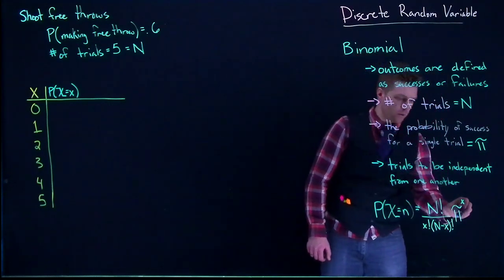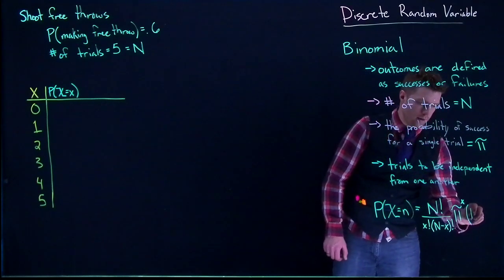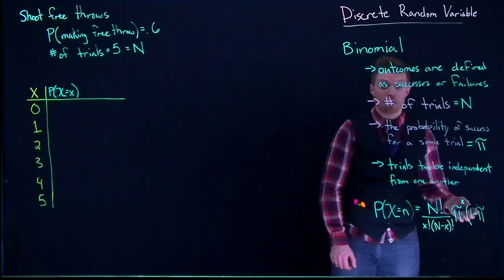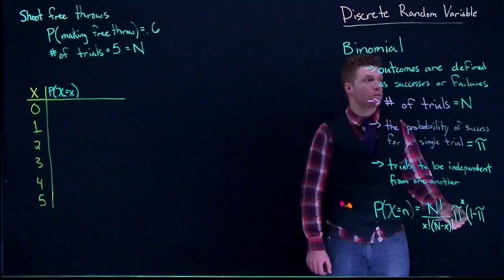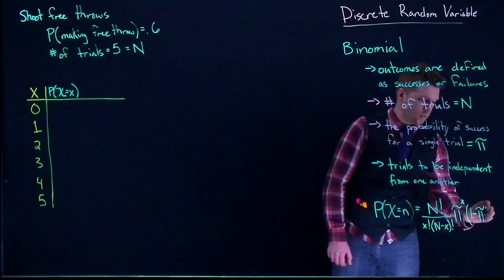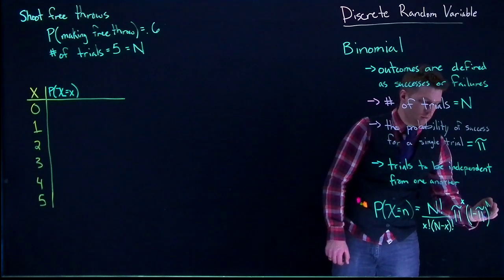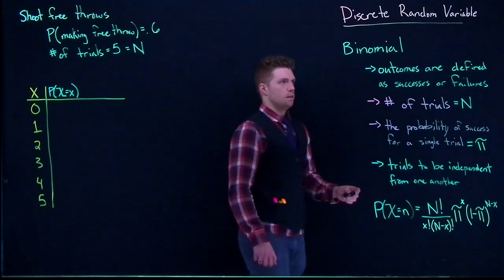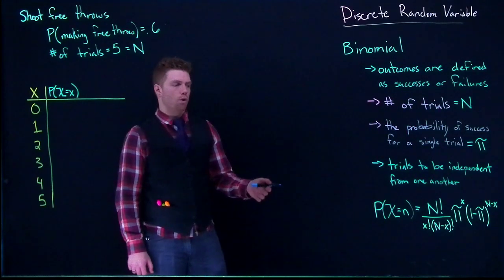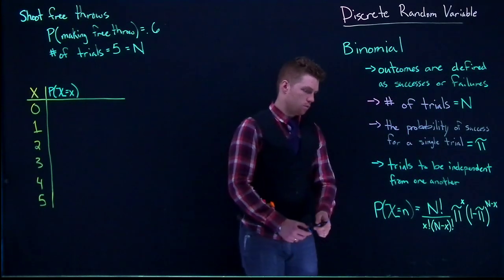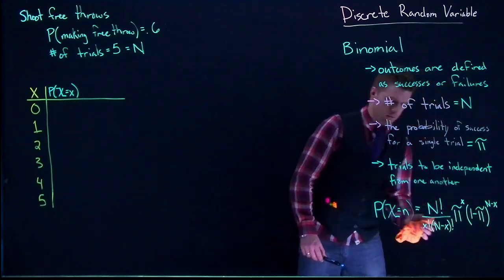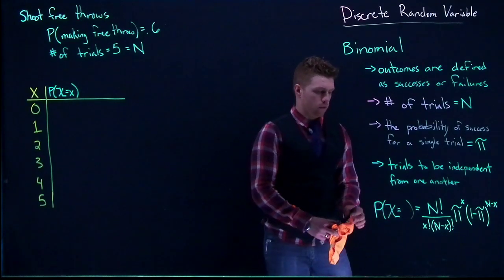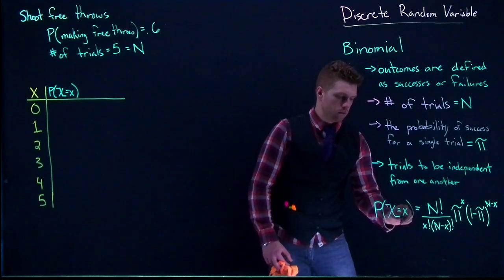And then we're going to do 1 minus pi, or we could also say pi complement, right? Because that's what that is, 1 minus pi. And we raise this to the power of n minus x. And there's our equation for our probability mass function, for a binomial distribution.